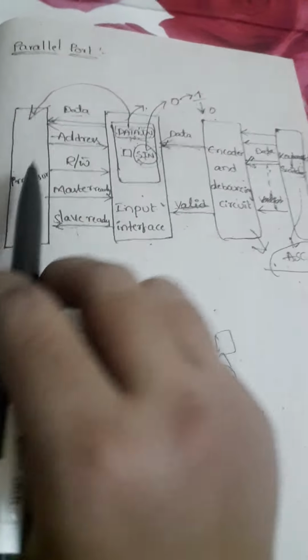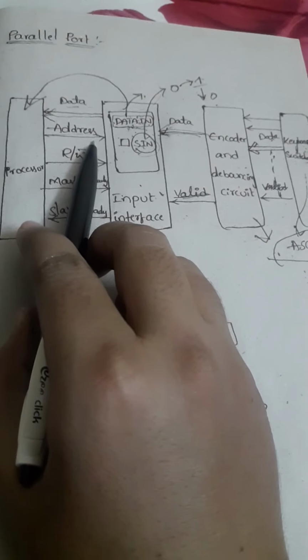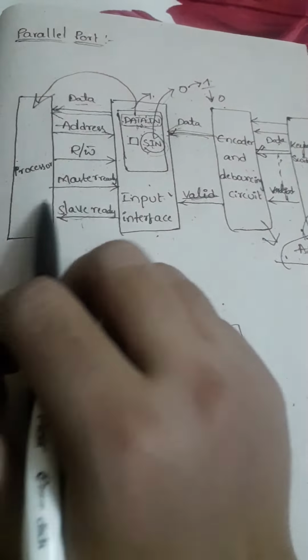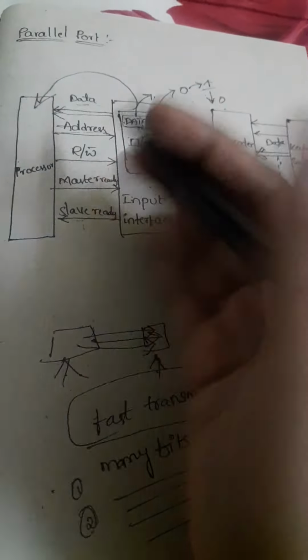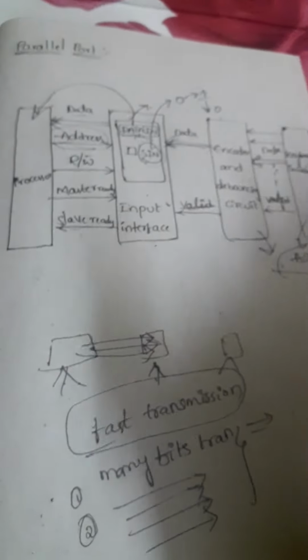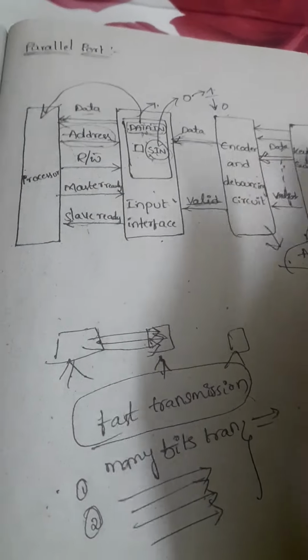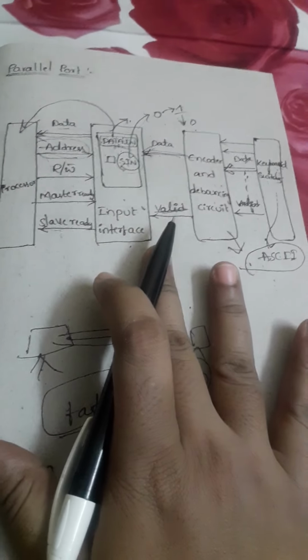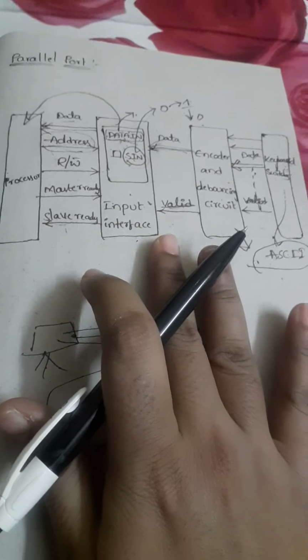Okay, so with the help of this address alone, the processor can identify where the data will be. With the help of this address line, the processor will identify where the information is present, so that it can be found. Okay, so this is the parallel port interface circuit.